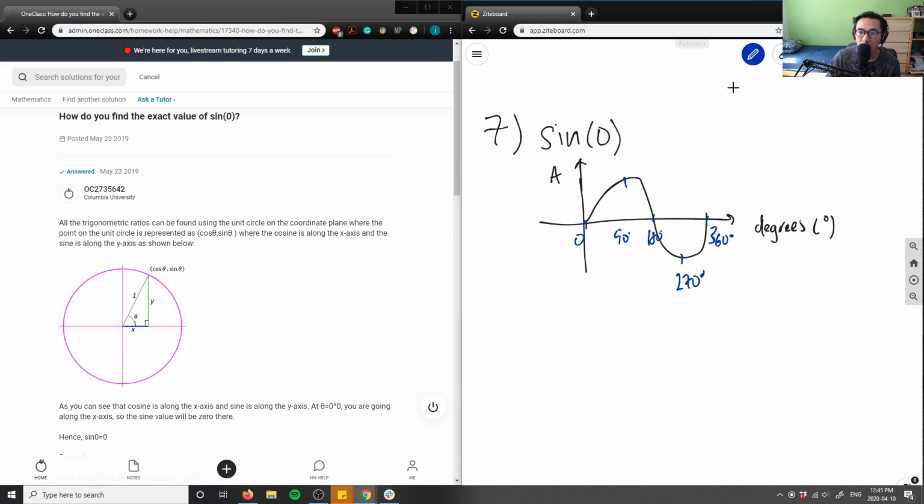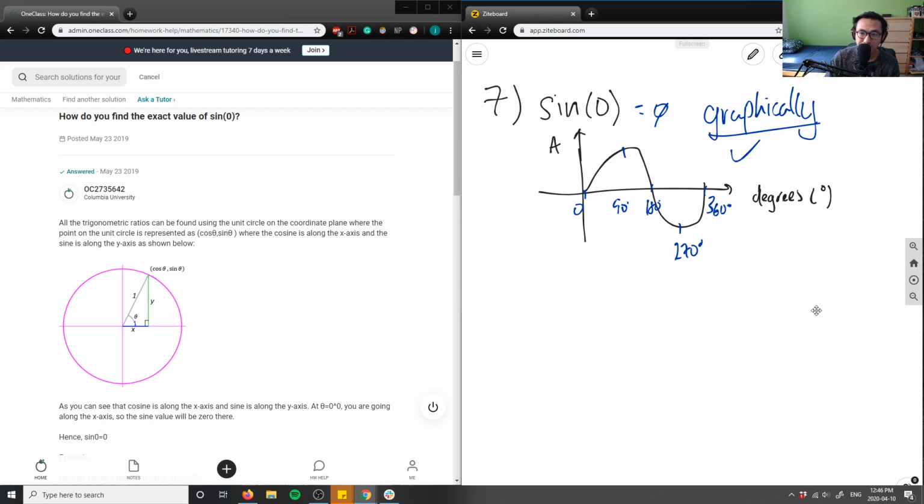So that I have this, right? If I look at the graph, sine 0 is 0, right? My amplitude is 0. So sine 0 equals 0. I'm done. Again, this is a perfectly fine solution for this problem. I solved it graphically, by graphing sine. So that's a solution here.